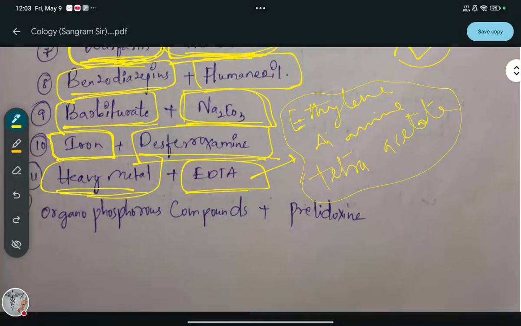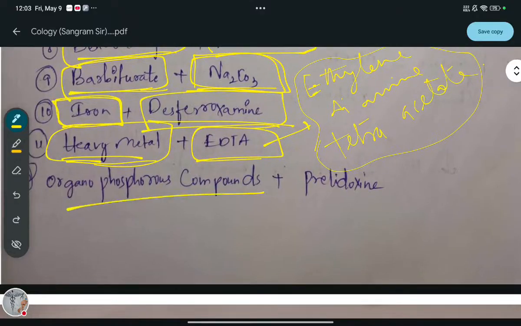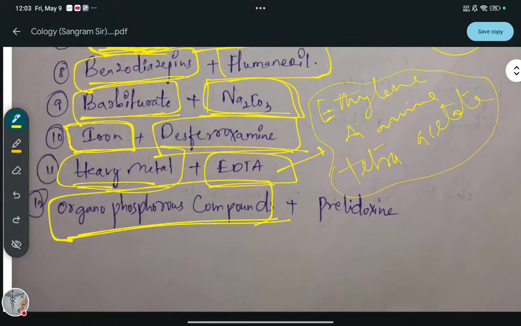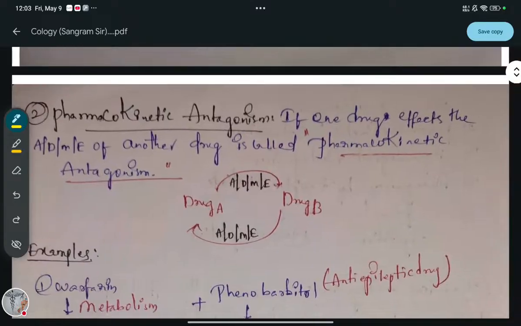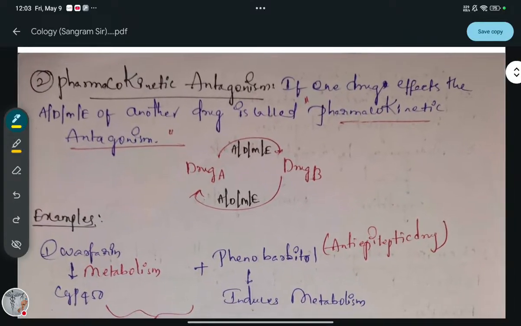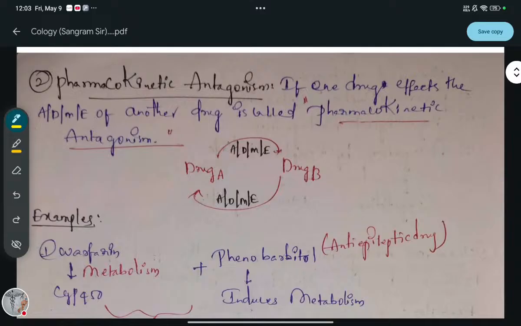Okay. Next, organophosphorus compound. If organophosphorus compound is taken along with pralidoxime, it will also show chemical antagonism. Next is pharmacokinetic antagonism. So what are the different types of pharmacokinetic antagonism? If one drug affects the ADME, that is absorption, distribution, metabolism and elimination of another drug.